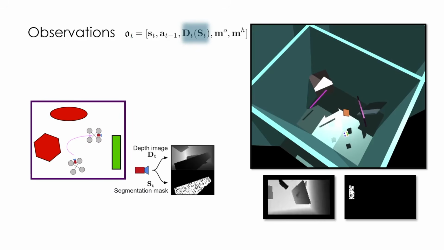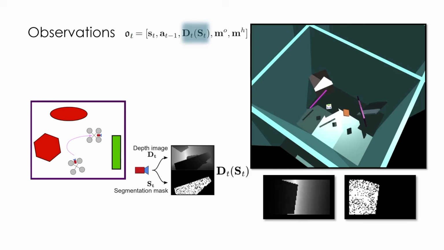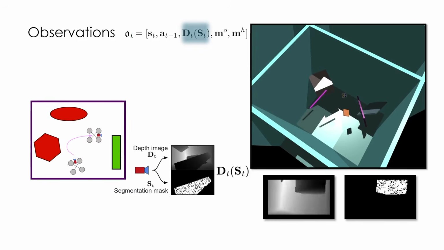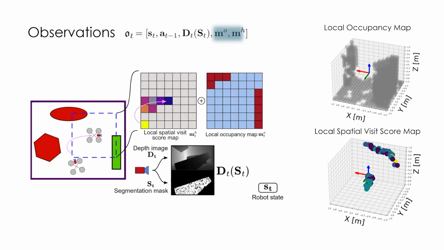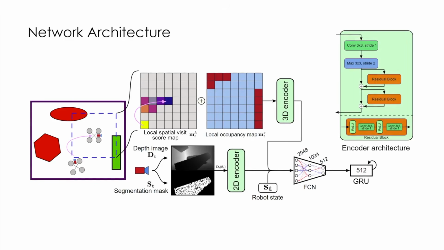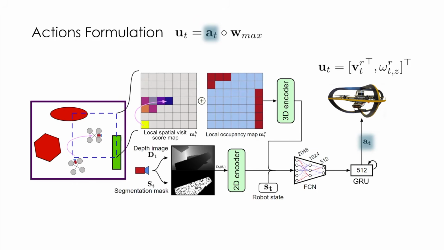At each step, the camera provides a depth image and a segmentation mask, which are combined into a mask depth image. To enhance sim-to-real transfer, noise and invalid pixels are added. The observation also includes the robot's state and two local maps, occupancy and spatial visit score, along with the agent's previous action. These inputs are processed through encoders combined with the agent's state and passed through MLP and memory block. The network outputs 3D velocity and yaw rate commands for the drone.